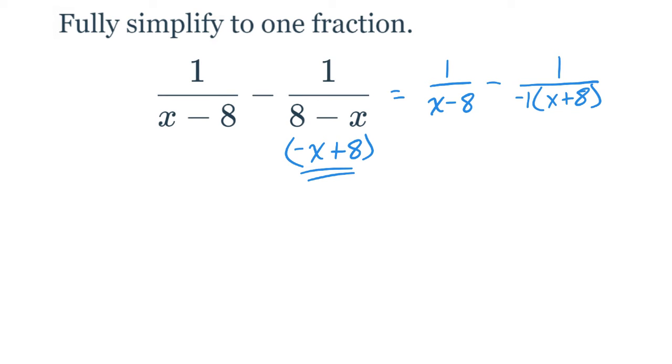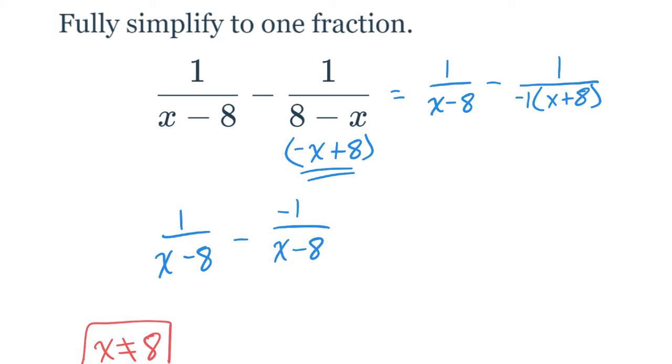Now, we can move our negative sign into the numerator, which makes a lot of sense on this question, because when I move it to the numerator, we will have 1 over x minus 8 minus negative 1 over x minus 8. Now, I haven't canceled anything, but I also forgot to acknowledge that my x value cannot be positive 8. We cannot make that denominator equal to 0. And that would be true on either side.